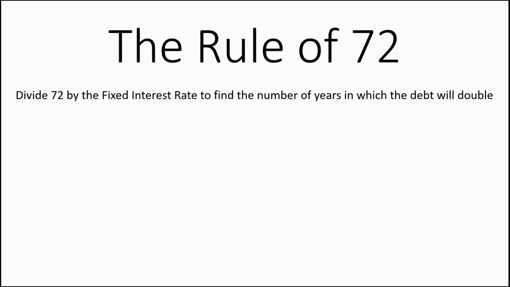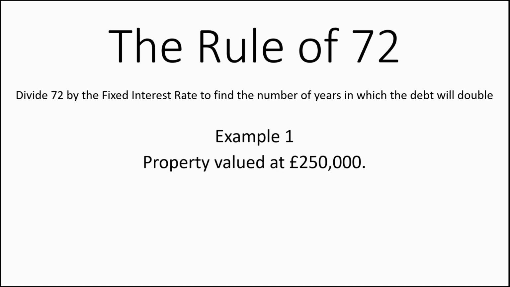The easiest way for me to explain it is by something called the rule of 72. The rule of 72 says that if we divide 72 by the fixed rate of interest, it will give us the number of years in which that debt, that money, will double. Let's have a look at an example.